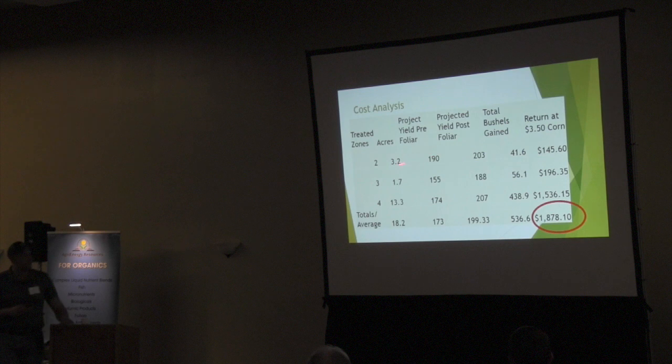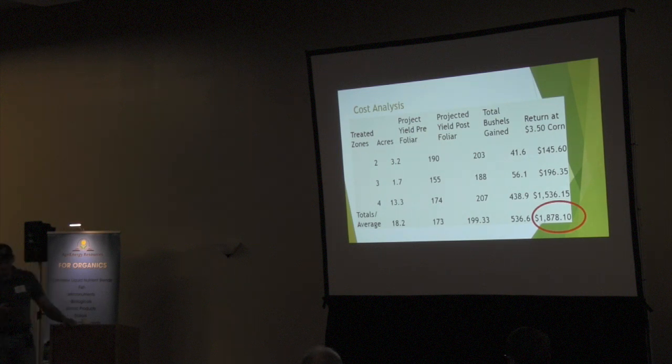So just in these 3 zones, in zone 2 he's got 3 acres, 1 acre, and 13 acres. So the projected yield pre-foliar, you can see it here. Projected yield post-foliar is here. Total bushels, and his return on 350 corn was right around $1,800. So we made quite a bit of money being able to look at him.